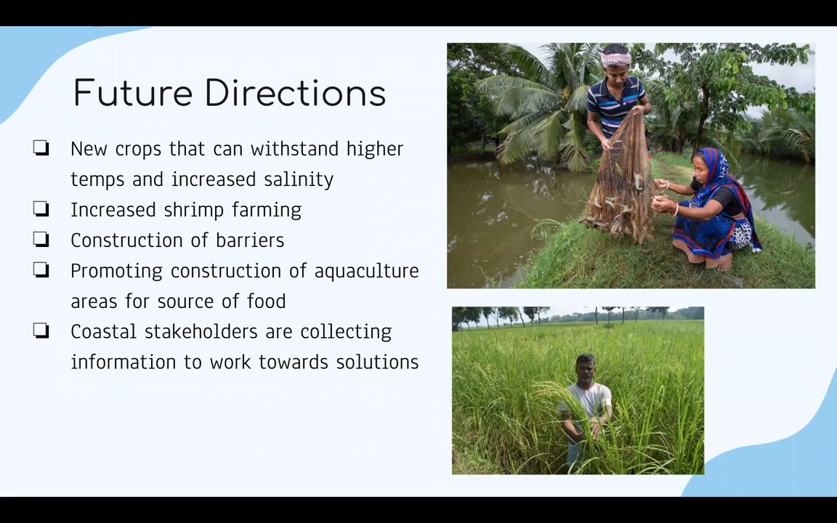Another way to address the food instability issue is to increase shrimp farming, which can be done in areas that have a higher salinity and are flooded more often. So by relying more on shrimp farming and less on traditional agriculture, Bangladesh will be able to reduce their food instability problem a little bit.